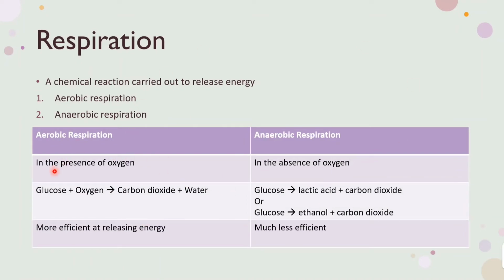Aerobic respiration is in the presence of oxygen. Anaerobic respiration is in the absence of oxygen. Aerobic respiration has the general equation of glucose plus oxygen gives carbon dioxide plus water. Whereas anaerobic respiration can happen in two ways.